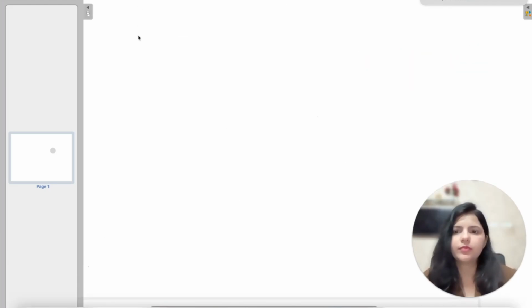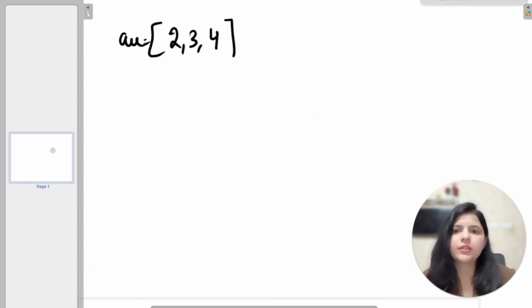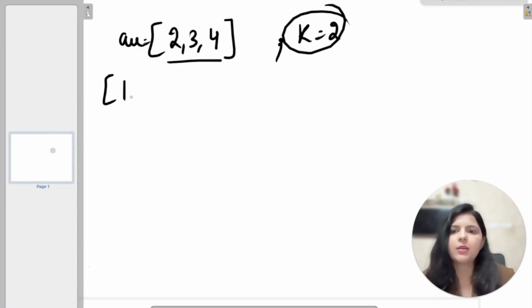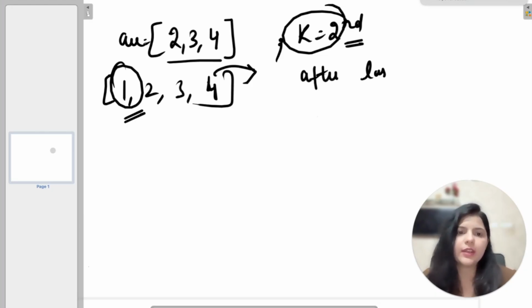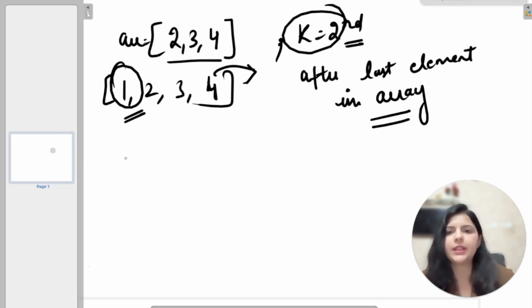Now we have one more case. You have been given the array as 2, 3, 4 and k is 2. You want to find the second missing number, but here if you see 1, 2, 3, 4, only one number is missing. You want to find the second missing number. So the second missing number is going to be after your last element in the array, right? So how will you find out that the missing number is after the last element in the array?